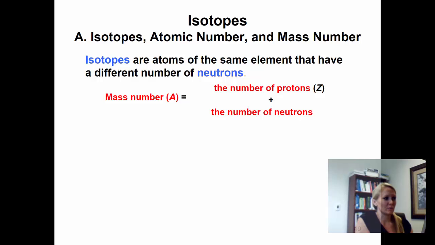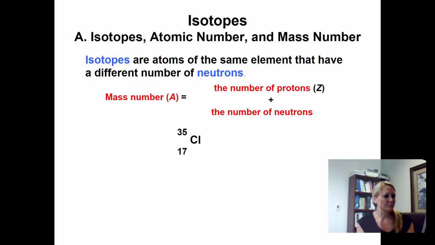Alright, so first of all, what's an isotope? What does that mean? Isotopes are atoms of the same element. If they're the same element, they have to have the same atomic number. Remember, atomic number is the identity of an element. But they have a different number of neutrons. So that is the big difference.